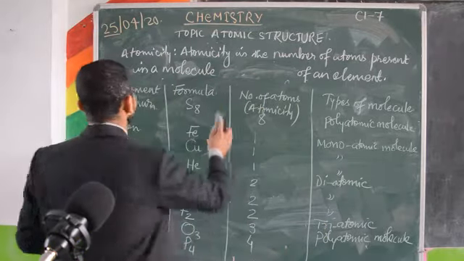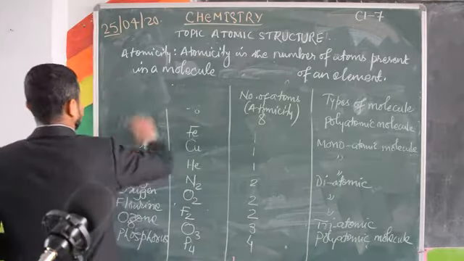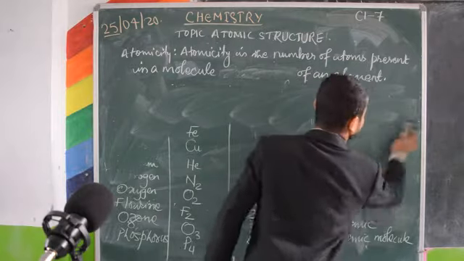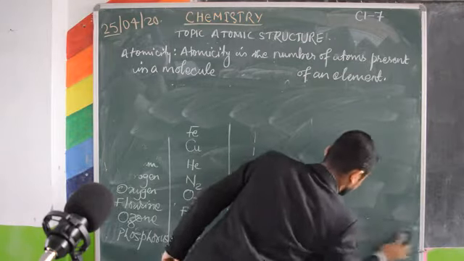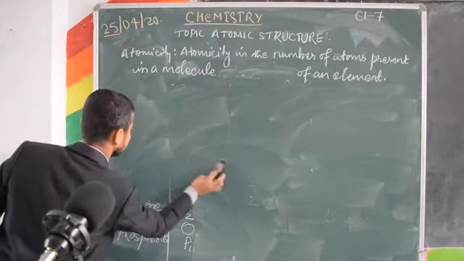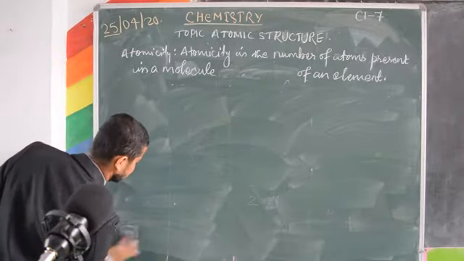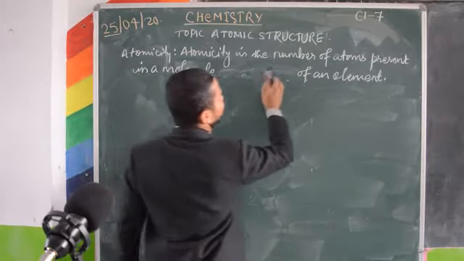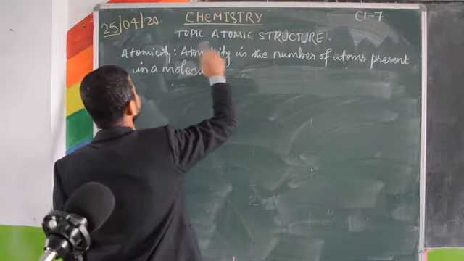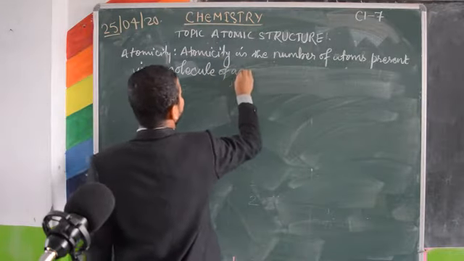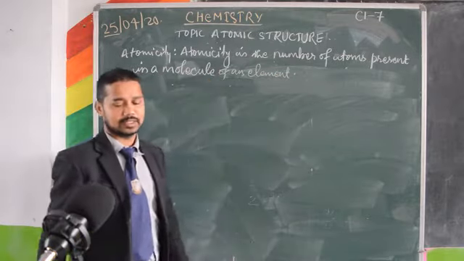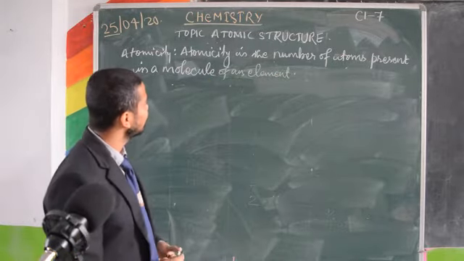Now, I hope this atomicity is done. So, what is atomicity? The number of atoms present in a molecule of an element is atomicity. So I think this is okay.